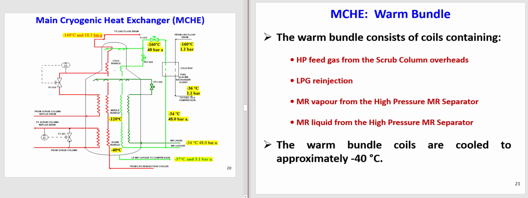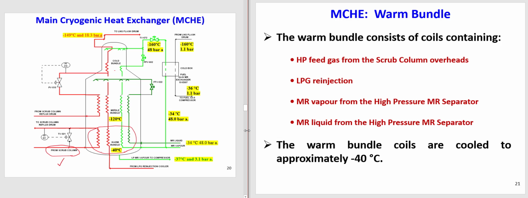So the first one, the warm bundle here. We are talking here at the bottom. The warm bundle consists of coils containing 4 streams, 1, 2, 3, 4. First, high pressure feed gas from the scrub column overhead. You remember we were sending the scrub column overhead to the warm bundle. So this is the first one: high pressure feed gas from the scrub column overhead.